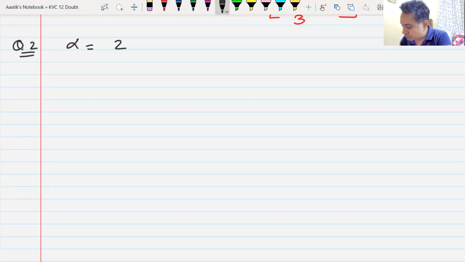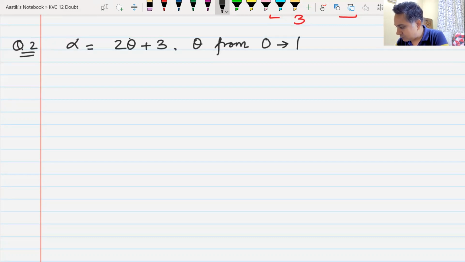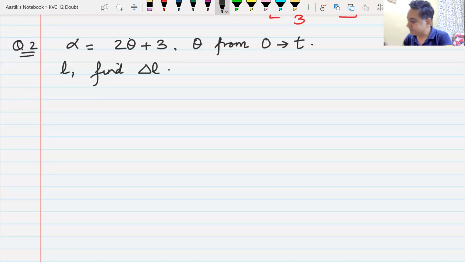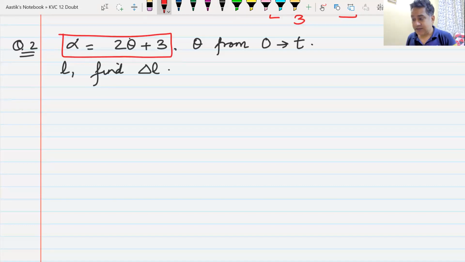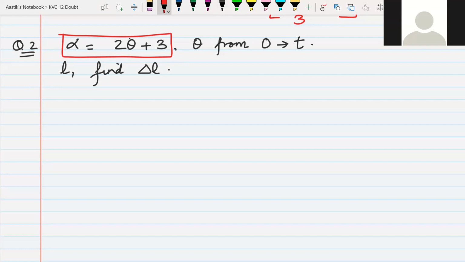2 into theta plus 3. Theta varies from 0 to t. Length of the rod is L. Find total change in length. You can do it? Yes or no? What I have done here now is, instead of alpha varying with x, I have taken alpha varying with theta. Do we understand this, beta?